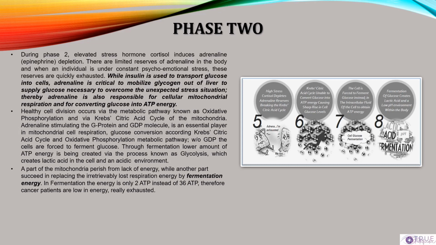The problem with that is that through fermentation they get a much lower amount of ATP energy via the process known as glycolysis, which creates lactic acid in the cell and an overall acidic environment. The result of that is that a part of the mitochondria perish from the lack of energy, while another part succeed in replacing the irretrievably lost respiration energy by fermentation energy. The energy that is won from the fermentation process is only 2 ATP instead of the usual 36 ATP. And therefore, we can see that cancer patients and other people who suffer from debilitating chronic diseases are very often low in energy and feel really exhausted.